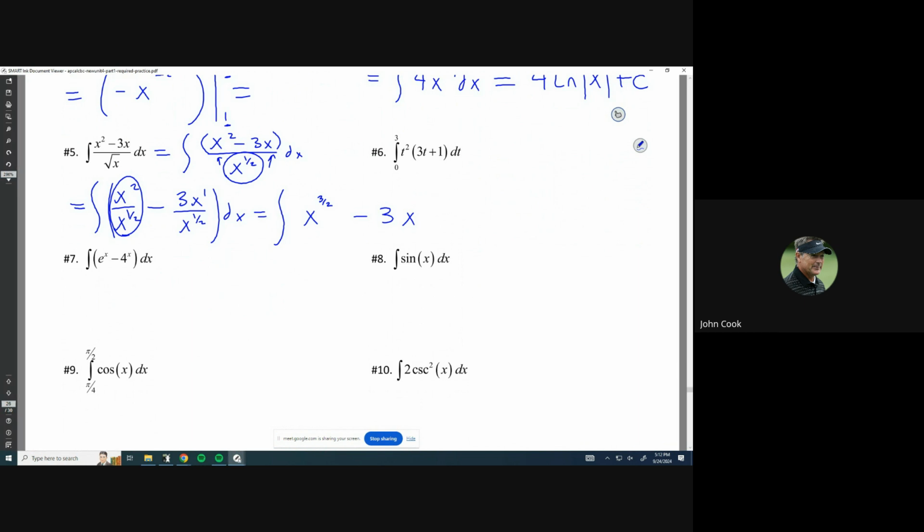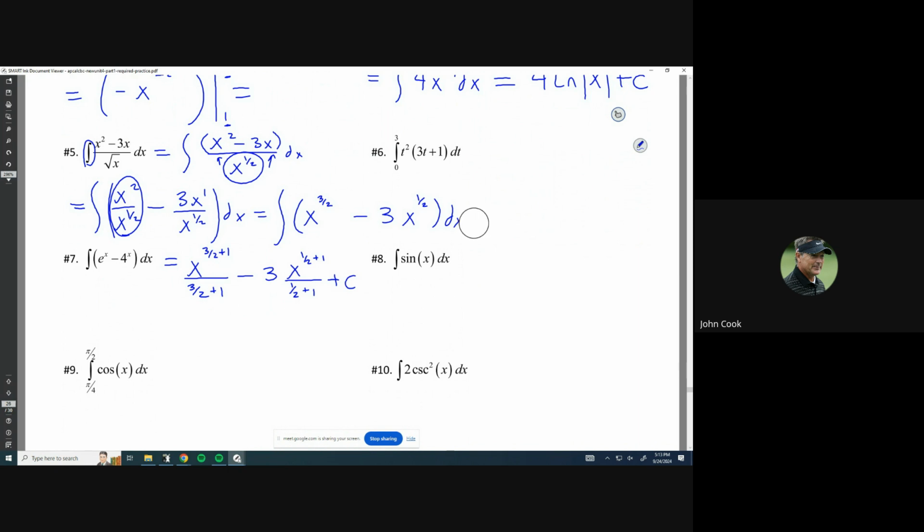1 minus 1/2 is 1/2. So now this is a really easy power rule problem. So we use the power rule. This is going to be equal to x to the 3/2 plus 1 over 3/2 plus 1, minus 3 times x to the 1/2 plus 1 over 1/2 plus 1. And then again, this is an indefinite integral, so plus c, and we're done.